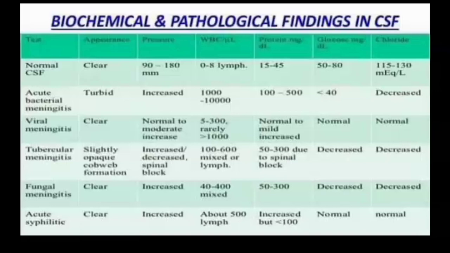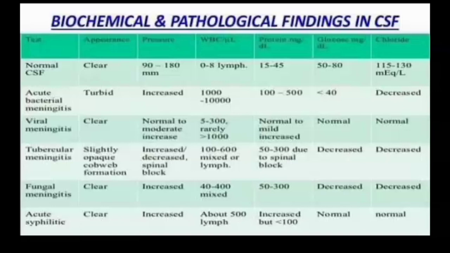Okay, in case of acute bacterial meningitis, when we are observing the CSF, it will not be clear, it is turbid. So that is the first criterion to identify bacterial meningitis. Second, pressure will be increased. Normal pressure is 90 to 180, that will be increased. Then WBC count will be increased, protein also will be increased, and glucose level will be decreased, and chloride also will be decreased.